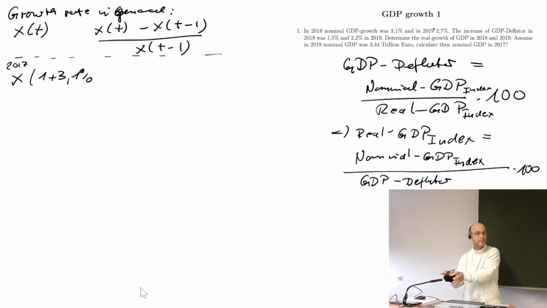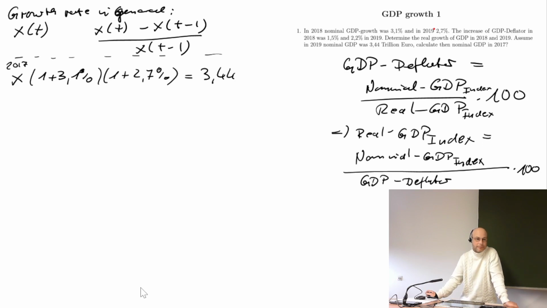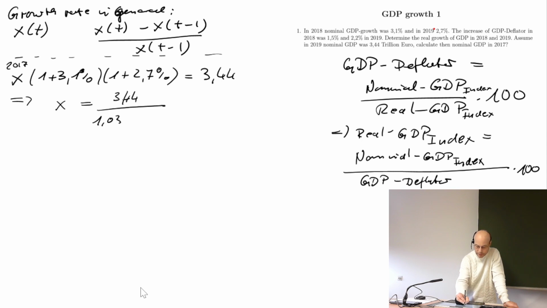This we also don't know. But we know that this unknown number has grown from 2018 to 2019 with 2.7%. So times 1 plus 2.7%. And this number now is our GDP in 2019. So 3.44. And then, of course, we know that X is 3.44 over 1.031 times 1.027. Okay?